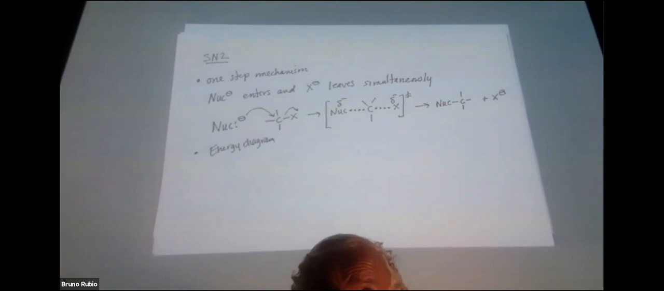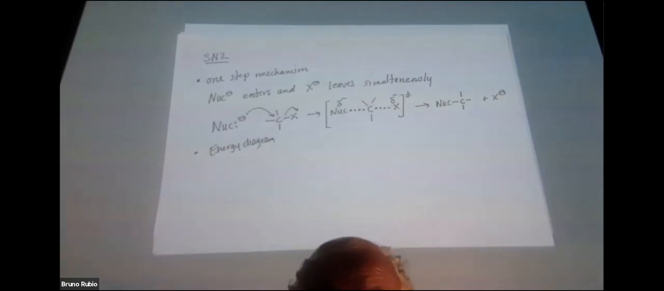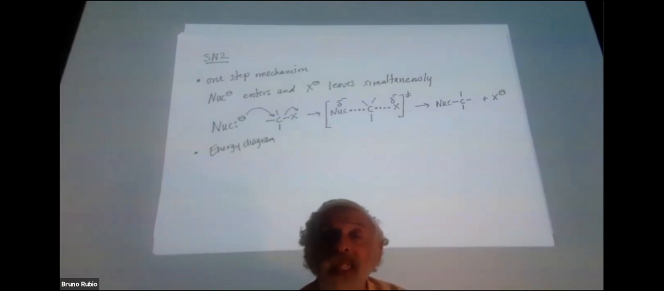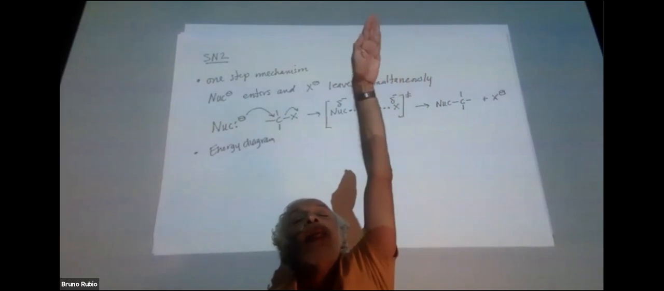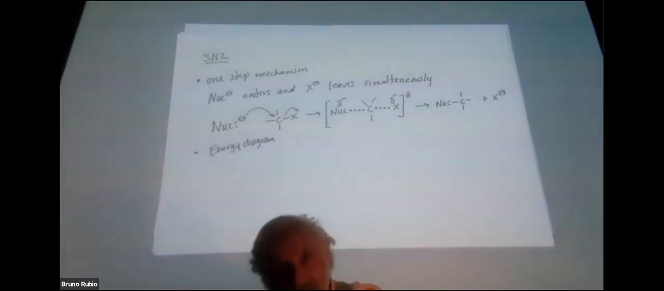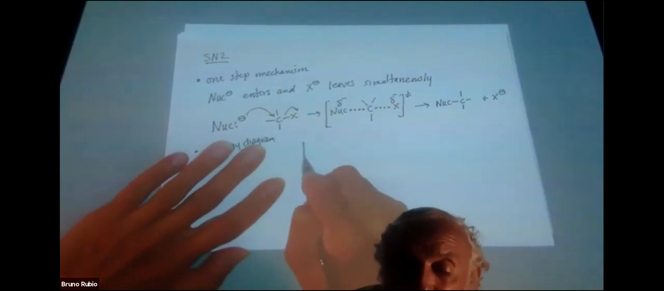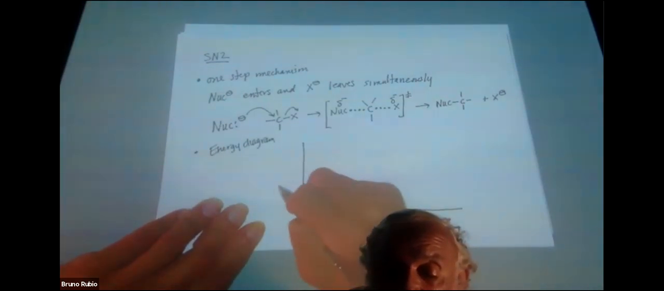I want to draw the energy diagram of the SN2. How many hills? It's going to have one hill, because if the reaction mechanism has one step, it's going to have one hill. The reactants live in a valley. The transition state lives on the top of that hill. The products live in a valley as well. So a one-step mechanism means one hill in the energy diagram.